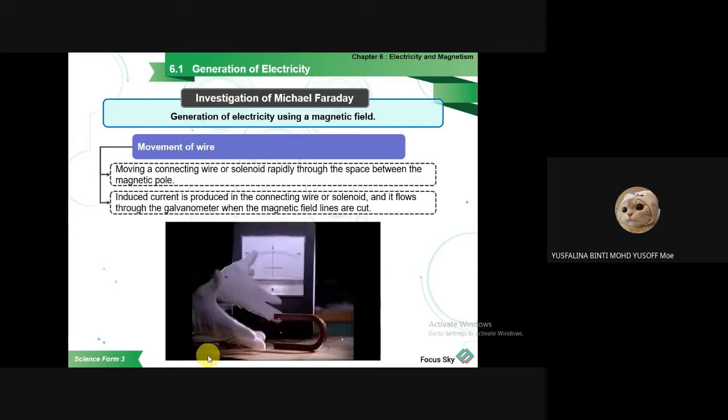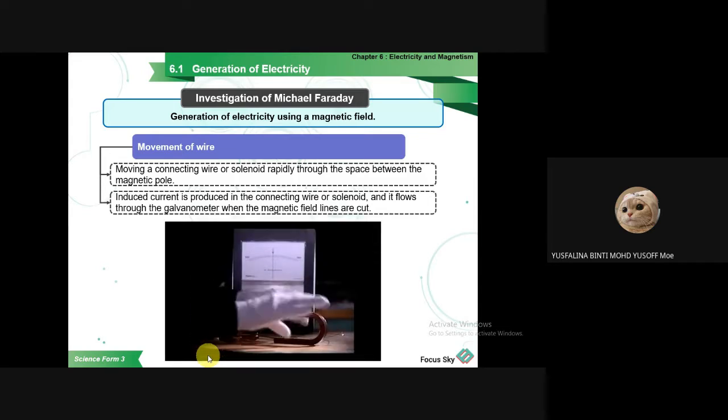So for the induced current to happen, you need a movement, whether the magnet moves or the conductor moves, and there must be magnetic field lines being cut, so it goes up and down. You cannot move left and right. If you move left and right, the magnetic field will not be cut, so no induced current is produced. So, moving a connecting wire or solenoid rapidly through the space between the magnetic poles, the induced current is produced.